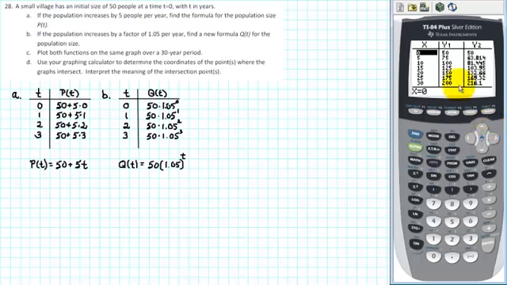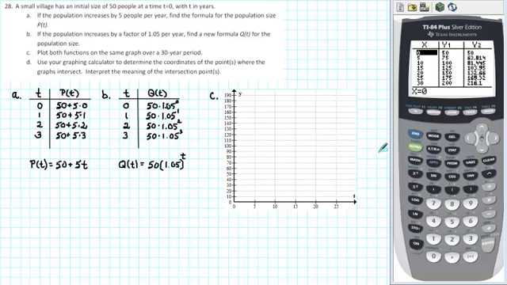And now we can see under y1 that if the population grows by 5 people per year, the population will increase from 50 to 200 over the 30-year time period. And under y2, we can see that if the population increases by a factor of 1.05 per year, then it will increase from 50 to approximately 216. So let's use this table to sketch graphs of both functions.